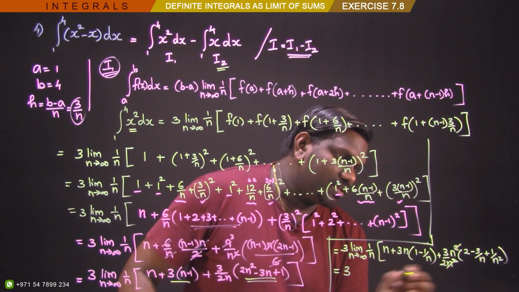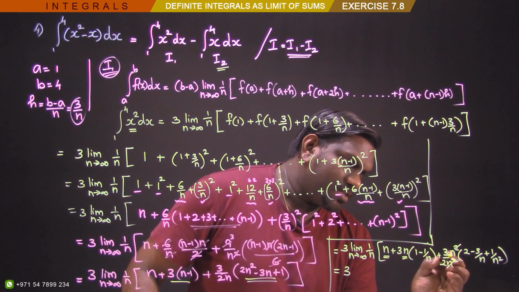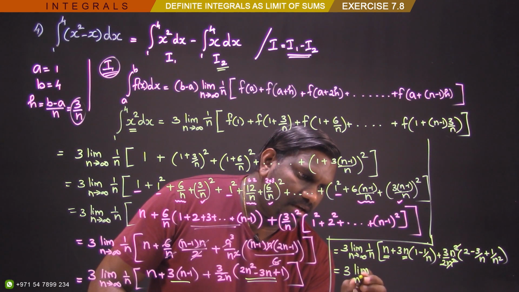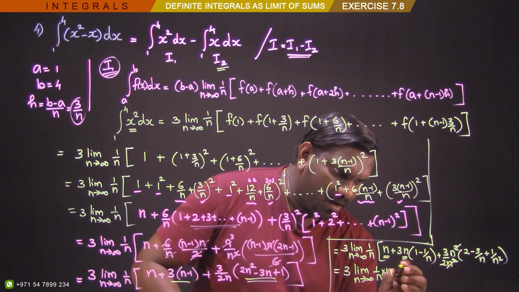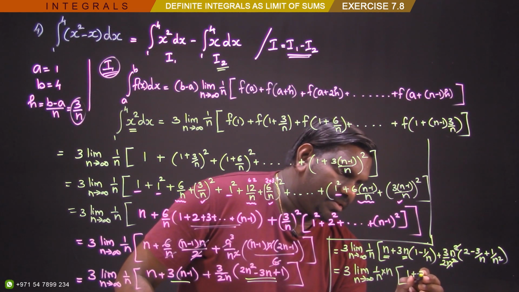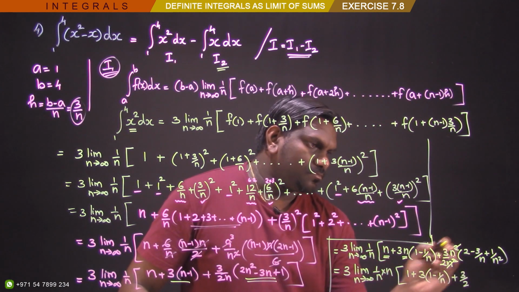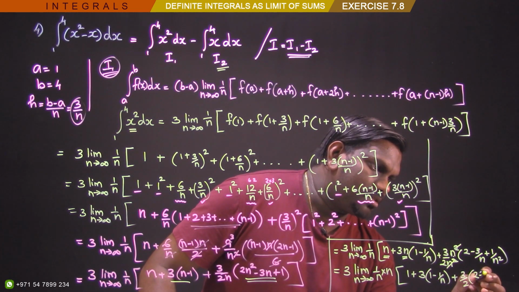You need to cancel a certain thing. Now you have an n here and n here in this term, as well as an n here. So I'm taking that n outside. What I'll be getting is 1 by n into n dear. That n went out. Now what I'm having here is 1 plus, this is gonna be 3 into 1 minus 1 by n, right? Plus you have 3 by 2, and that n went outside after cancellation, and what you have here is 2 minus 3 by n plus 1 by n square. That's it.